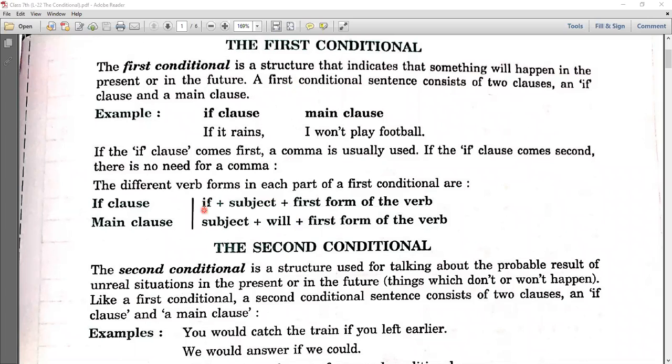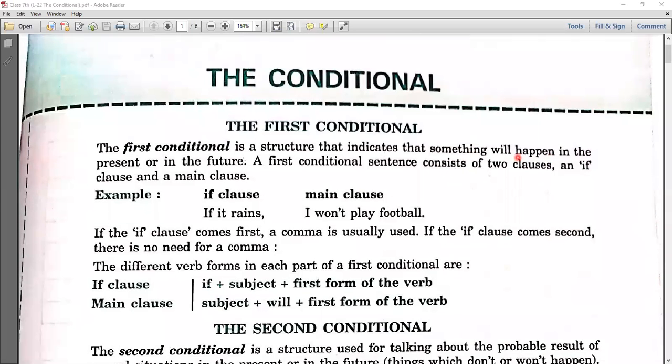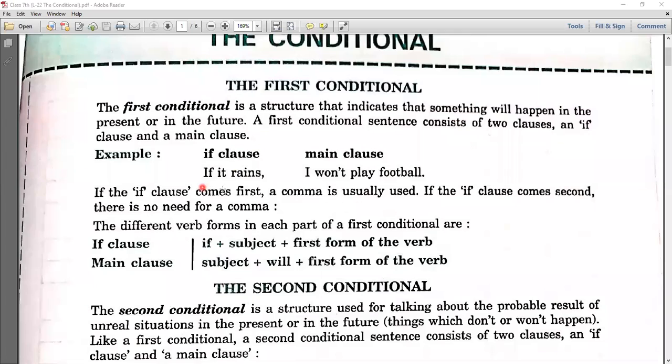We will apply if in the first clause, and in the second clause we will apply will. Okay, look at here, I will not play football, I won't play football. मैं फुटबॉल नहीं खेलूंगा. अगर बारिश होती है तो मैं फुटबॉल नहीं खेलूंगा. As we have already read over here, it shows that something will happen in the present or in the future. So here, if it rains, अगर बारिश होती है, I will not play football. I hope this conditional sentence is clear to you all. What is the formula of it? If plus subject plus first form of the verb, and in the second clause we will apply subject plus will plus verb.